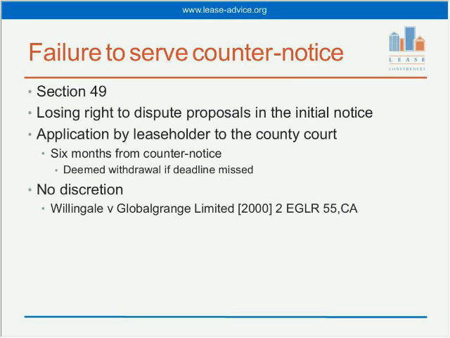There's a lot of tight deadlines in this legislation, so diarising effectively and properly is important. There's no discretion on a vesting order application. If a proper notice properly served can be proved to the satisfaction of the county court, and it can also be shown that a proper counter notice has not been served in time or at all, then the vesting order has to be granted by the county court, entitling the leaseholder to buy the lease extension under the 93 Act on the terms set out in the initial notice.